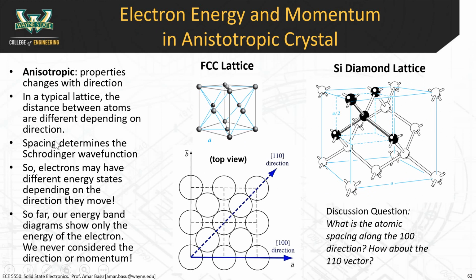So in a typical lattice, the distances between atoms are different depending on the direction. Spacing determines the Schrodinger wave function. And so the electrons can have different energy states depending on which direction they happen to be moving in. Okay, so our band diagrams that we've been looking at before haven't been showing the impact of what direction the electron is traveling, nor the impact of the momentum. This discussion question here, I'll just let you figure it out on your own: the atomic spacing along the 1, 0, 0 direction versus the 1, 1, 0 vector. We started doing it just now, but I'd like you to figure it out on your own.